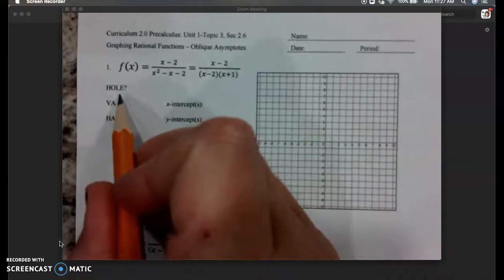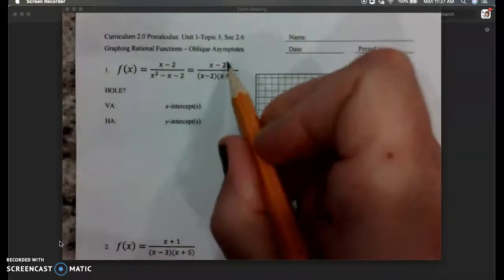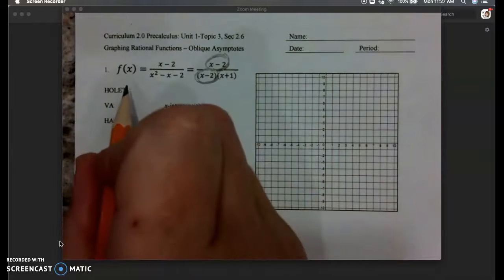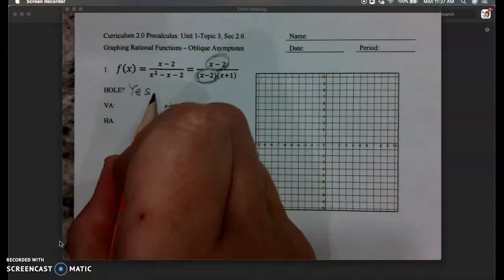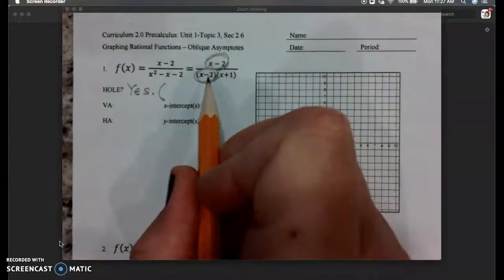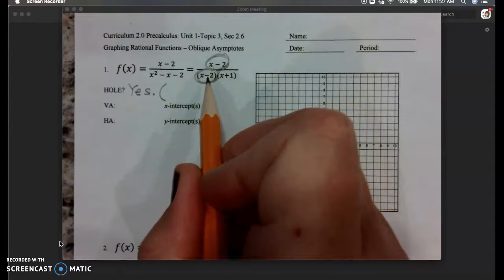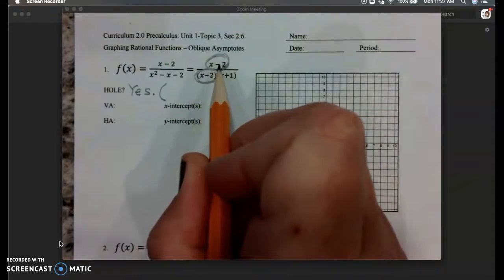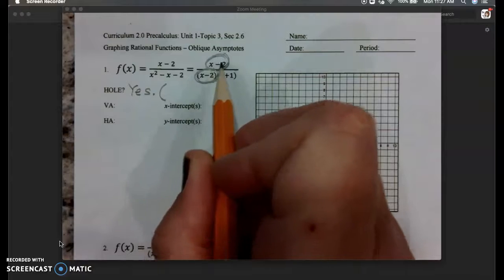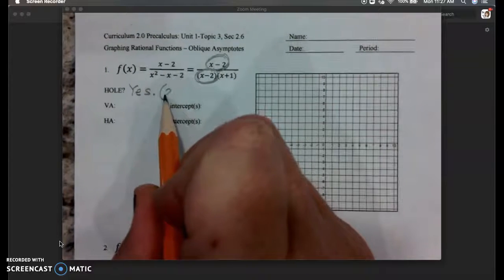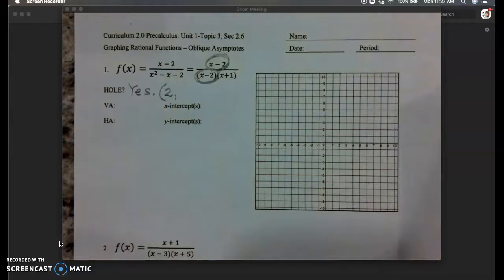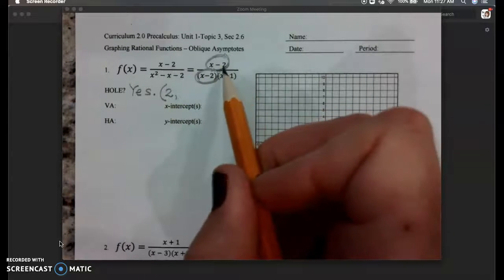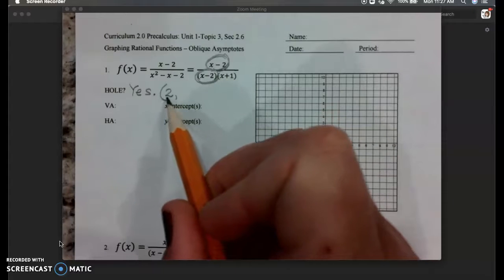So, does this have a hole? And you should be screaming at the screen, yes, Ms. Freibush, there is an x minus 2 and there is an x minus 2, top and bottom. So, yes, there is a hole. And not only that, the hole is going to be at x equals positive 2. Why positive 2? Well, because you take these equal to 0, or you can just look. 2 minus 2 would give me 0. And zeros, if you haven't noticed, are really important in math. So the matching factors told me yes. The matching factors being x minus 2 gave me the 2.